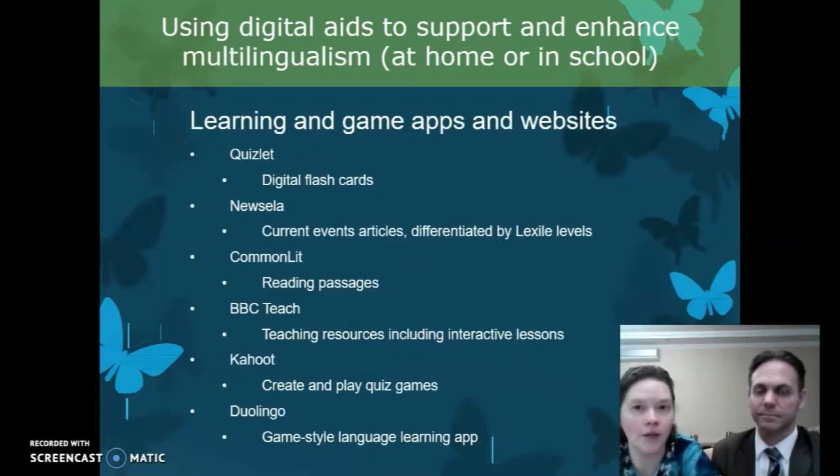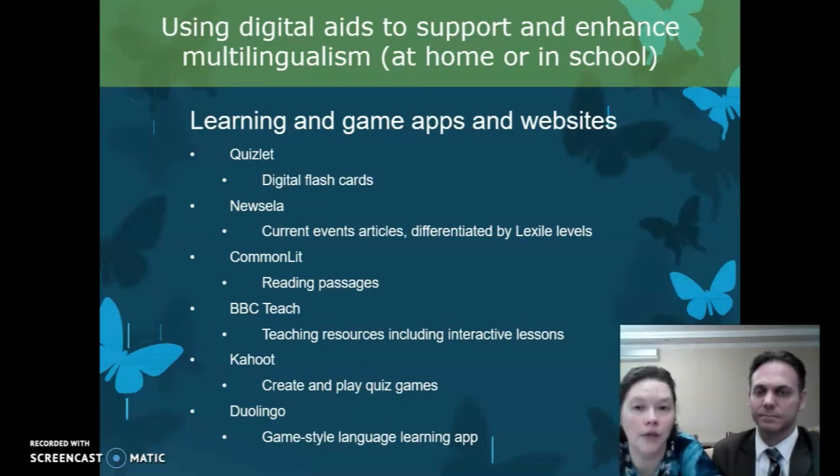There are many learning and game apps and websites that are available. At this point, many of them are free due to the pandemic. Some of them are always free. Some of them eventually will require a subscription, but this is just a very small list of what is available. Quizlet is a digital flashcard website. Your students can create or use flashcards already created to help practice with vocabulary. Newsela is current events articles, and they have them differentiated by Lexile level so that you can assign them to students based on their ability.